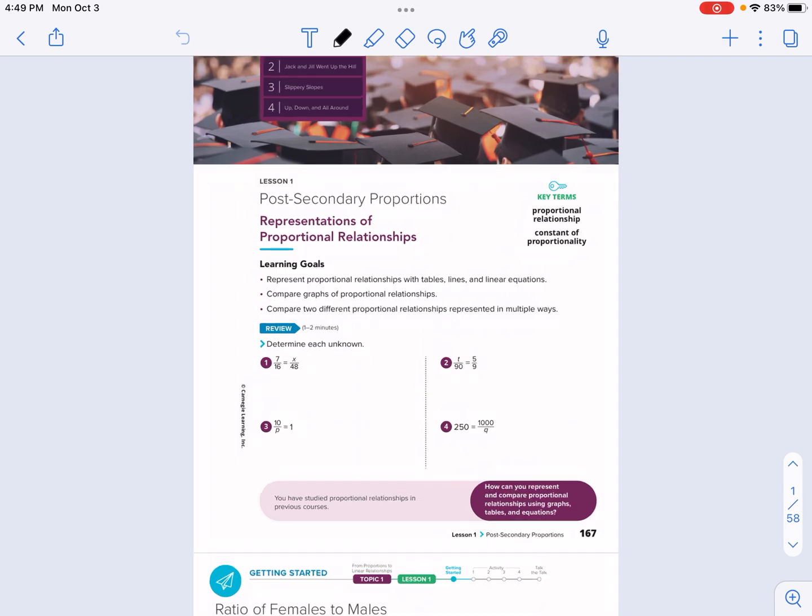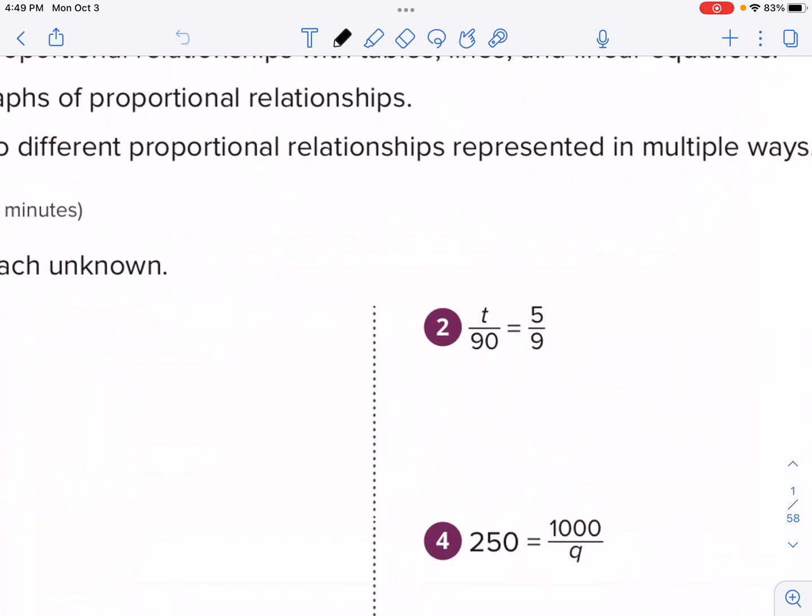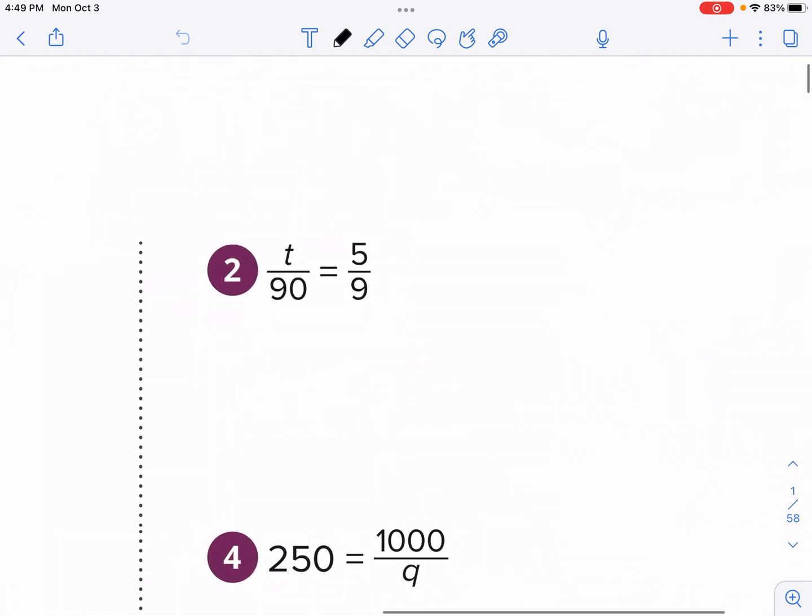I'm going to go through number 2 here. It says determine each unknown. Okay, so we have these two fractions. We have t divided by 90 equal to 5 divided by 9. Now, we can figure this out multiple ways. You can look at linear relationships from here to here. But something you need to have in your toolkit of math processes is, when we have fractions that are equal, there's a process of cross multiply. I'll abbreviate there.